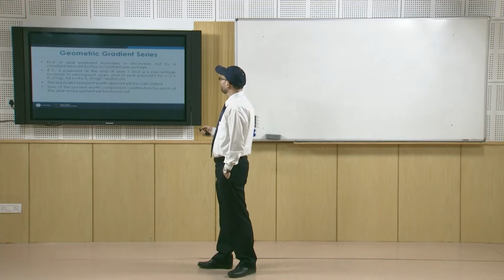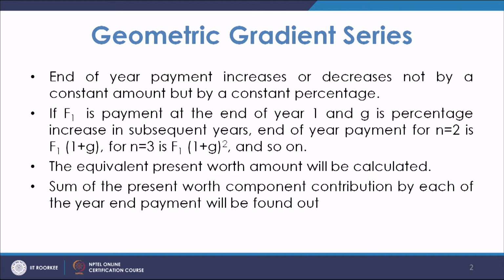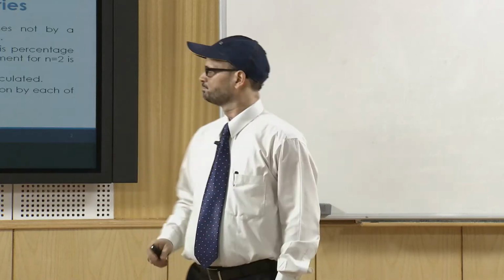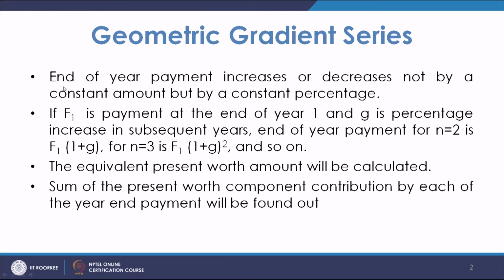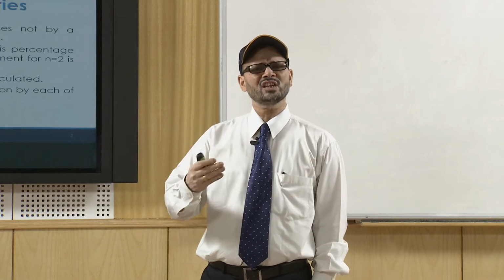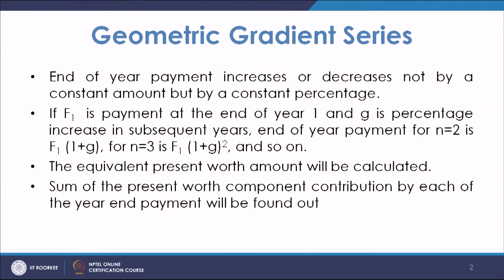So, in this case the end of year payment increases or decreases not by a constant amount, but by a constant percentage from what we have paid in the previous year. So, it means if F1 is the payment at the end of year 1, and G is the percentage increase or decrease, then in the second year it will be F1 into 1 plus G. In the third year, F1 into 1 plus G raised to the power 2. So, this way it will go on.